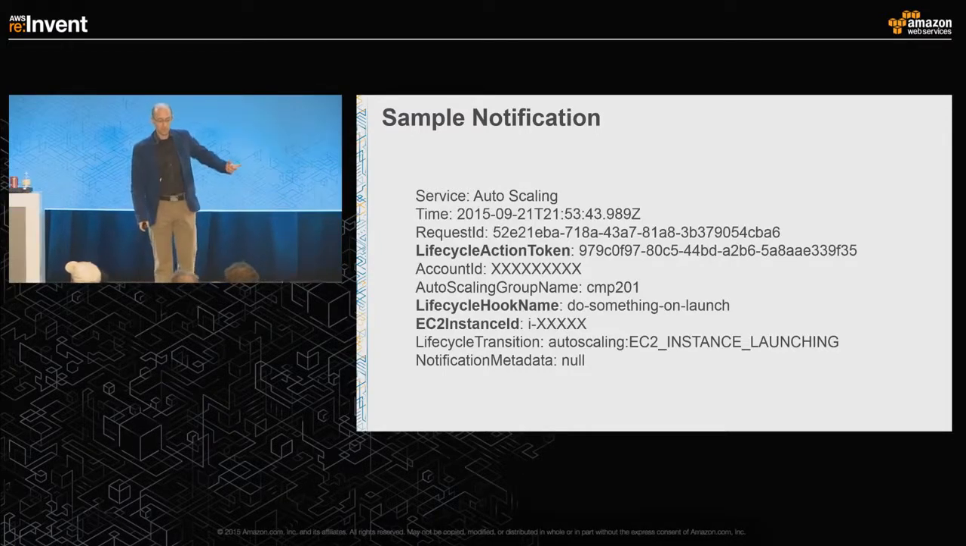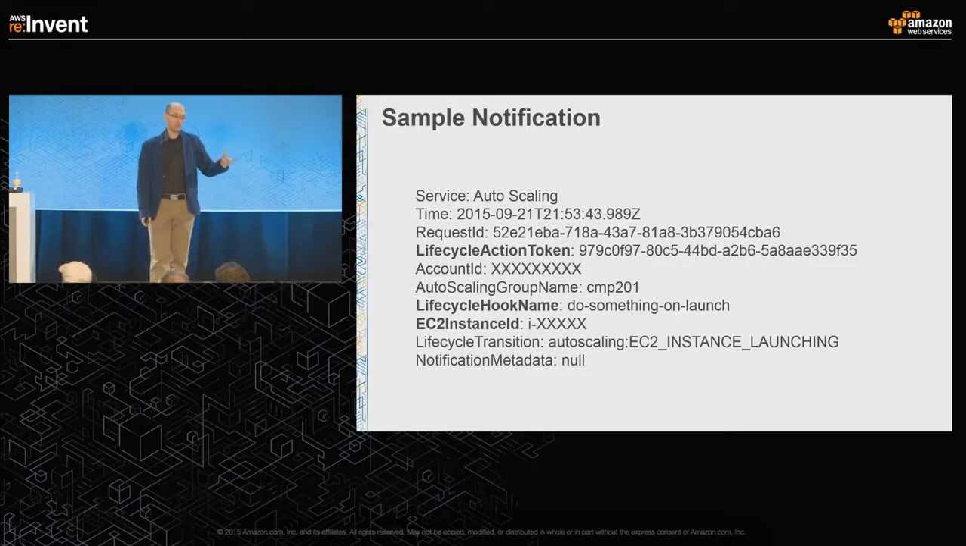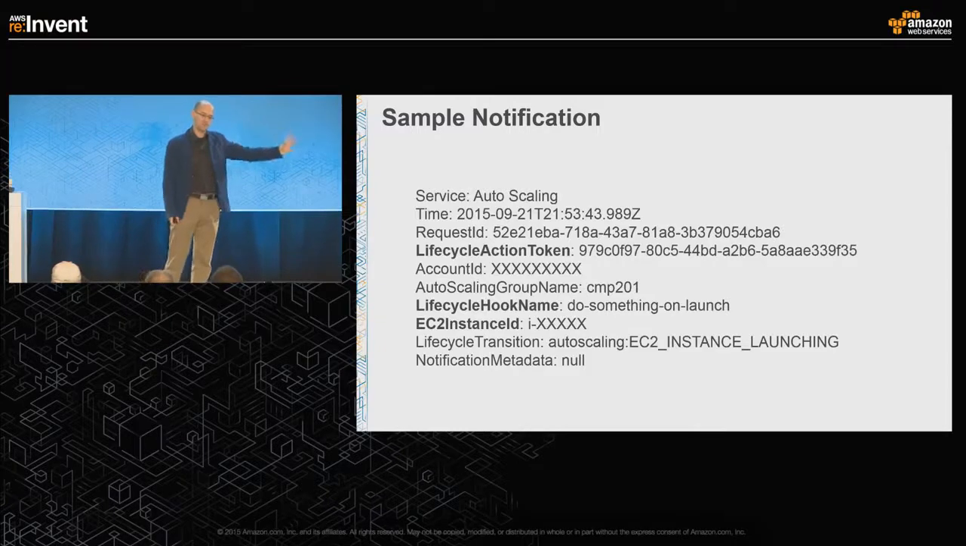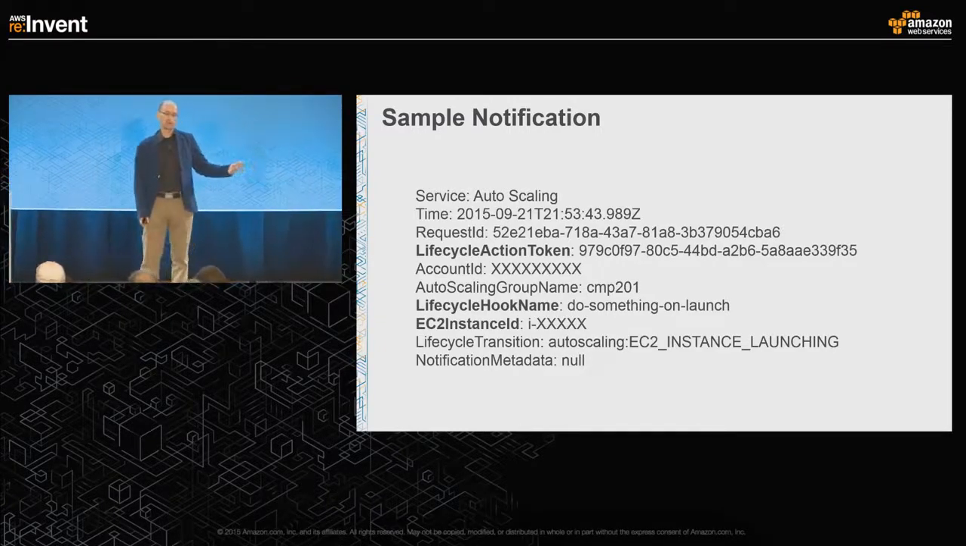Or another option: if you say 60 minutes is not enough, and I need more time to keep autoscaling from terminating that pending instance, you can just tell it, okay, I've made progress, but I still need some more time. Here's the token. It will give you some more time in addition to finish whatever work you've been doing.